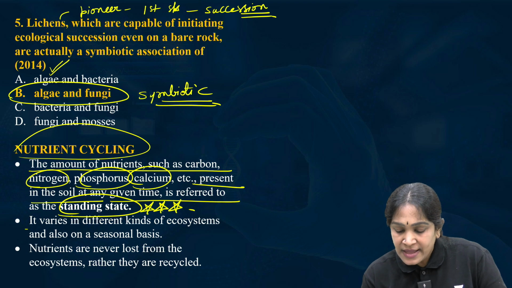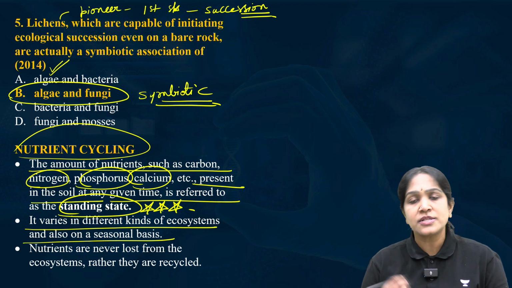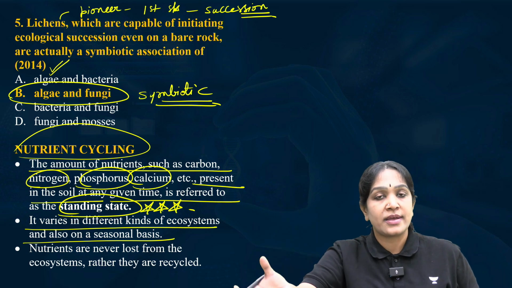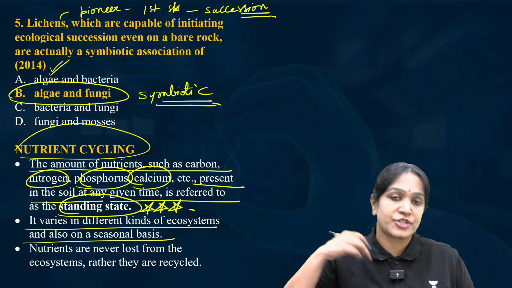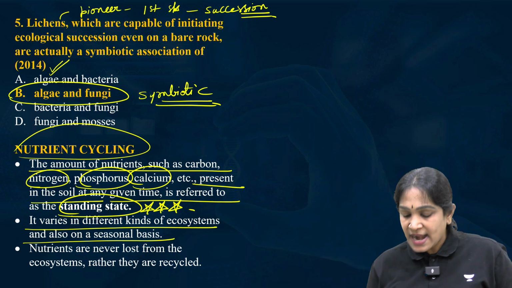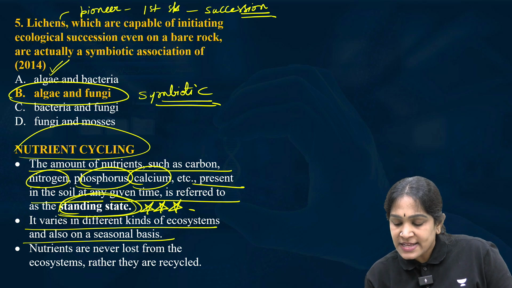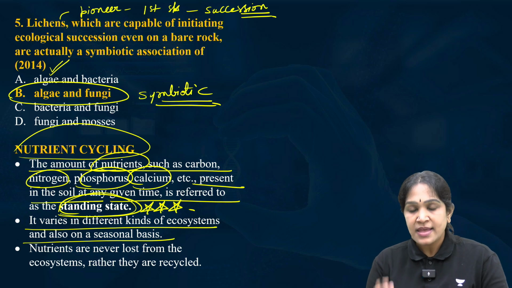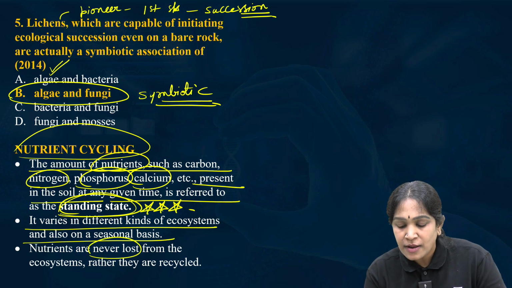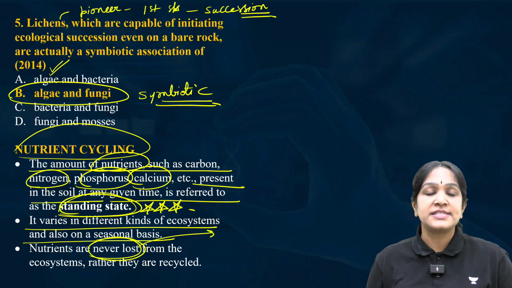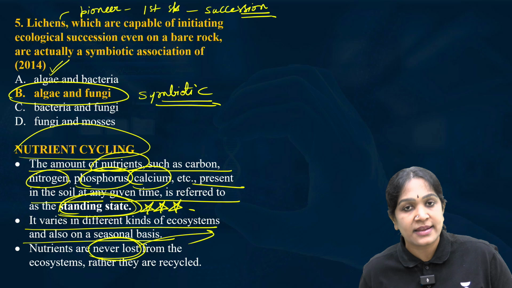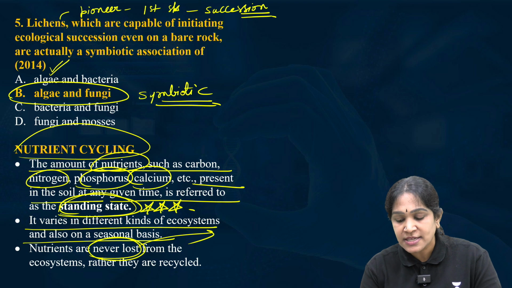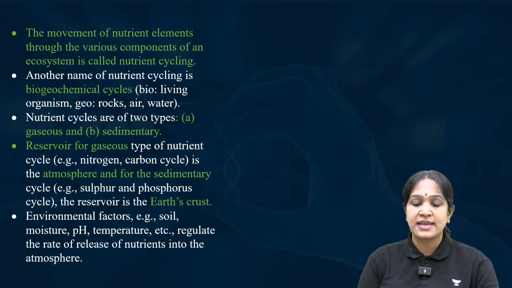It varies in different kinds of ecosystems and also depends on the seasons. In some ecosystems, the standing state is more, which means it is nutrient rich. In some ecosystems, the standing state is less, which means you have a lesser amount of nutrients. And these nutrients are never lost. Why? Law of conservation of mass: material can neither be created nor be destroyed. So these nutrients will never get lost completely, but they will only get recycled.